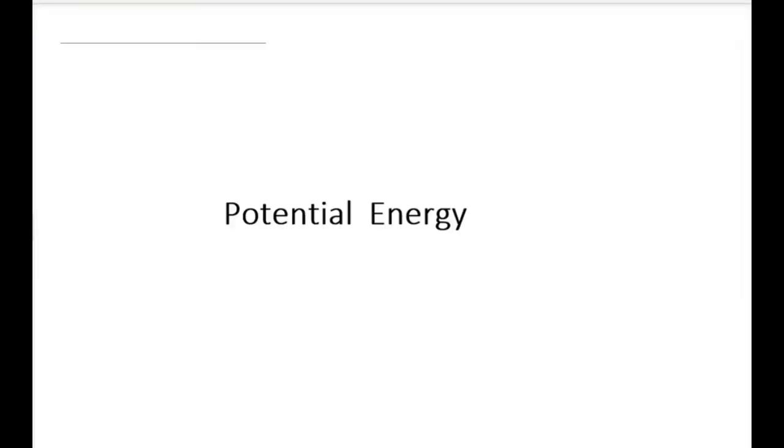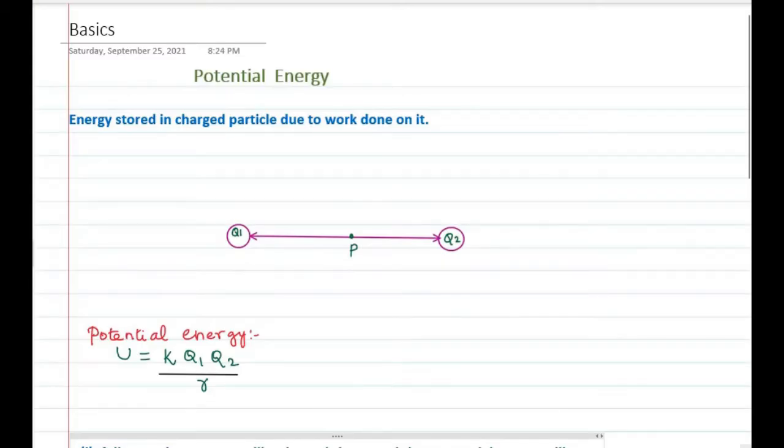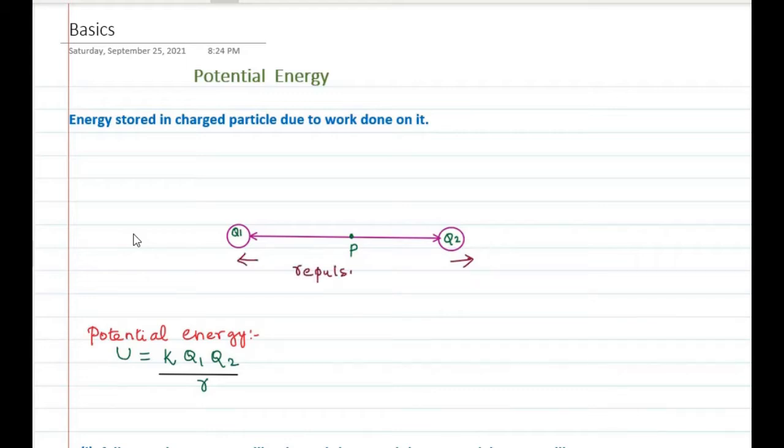Discussion on potential energy. So what is potential energy? It is the energy stored in the charged particle due to work done on it. So let us assume two positive charges Q1 and Q2. The force between two like charges will be repulsive in nature. So Q1 will repel Q2 and Q2 will repel Q1.